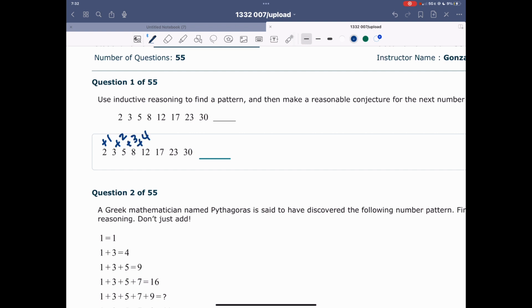And then all the way here from 23 to 30, you're adding 7. So from 30 to get to the next number, you're going to add 8. So our number is 38.